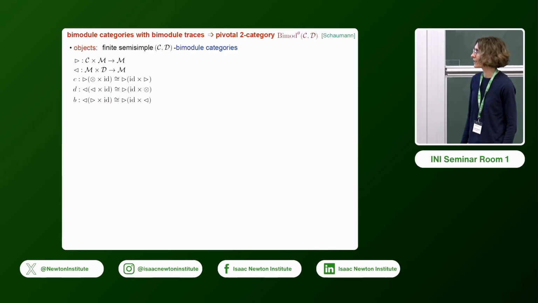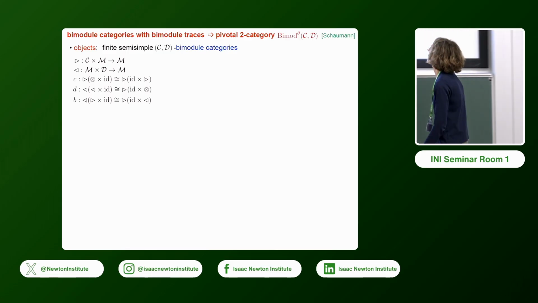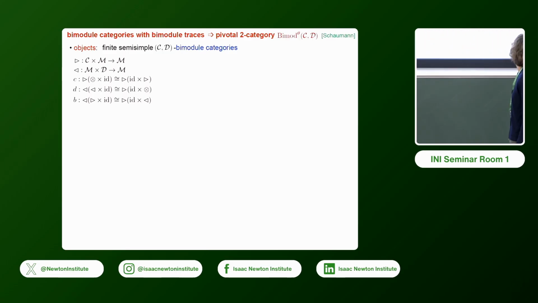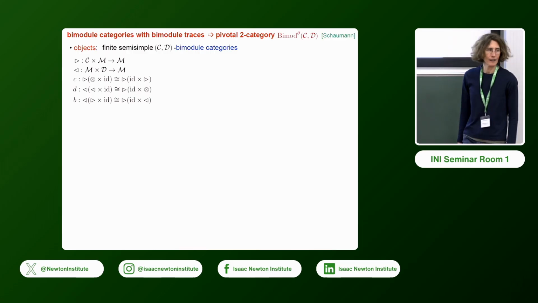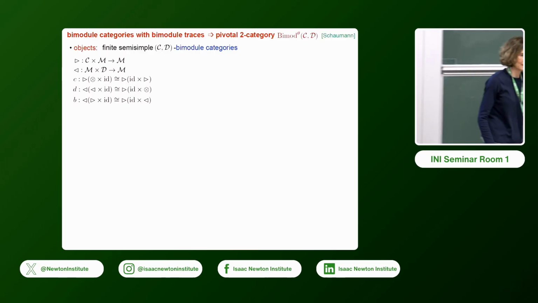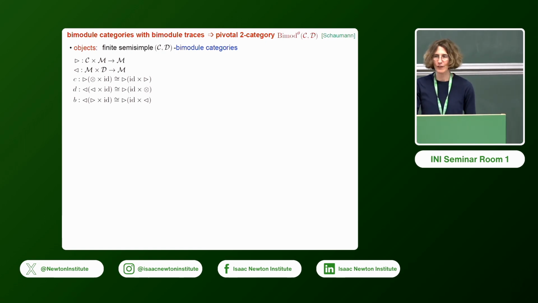So we have 3 coherence isomorphisms. One that tells me it doesn't matter if I first tensor within the category C and then act, or act twice individually. Then another one that plays a similar role for the category D. And then another one that tells me it doesn't matter if I first act with C and then with D, or the other way around.